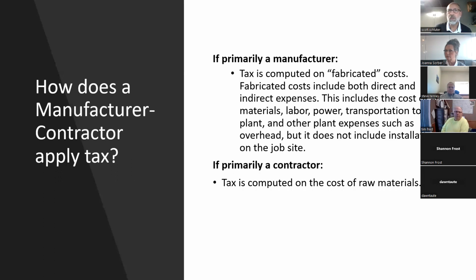Next. So there's a distinction: if primarily a manufacturer, they're computing their cost as it says here on the materials, labor, the power. If they are primarily a contractor, it's on the raw materials. Diving into this becomes a bit of a rabbit hole, and this is where the mid-level review, we're not going to go into the details here because we can get off track very quickly. So again, there are a number of issues to review in a manufacturer contractor sales transaction.